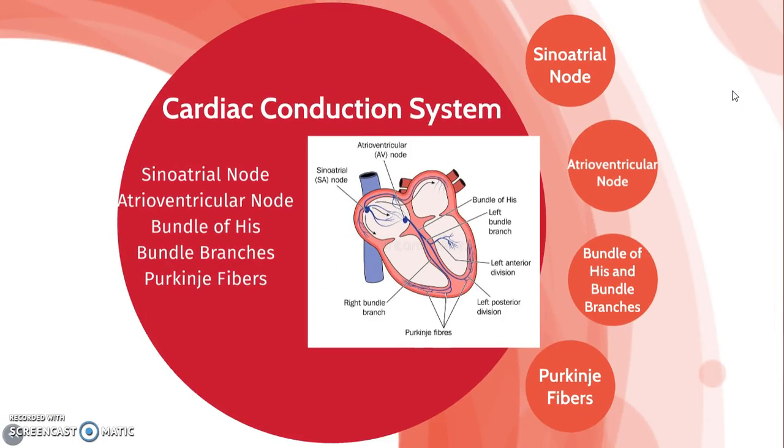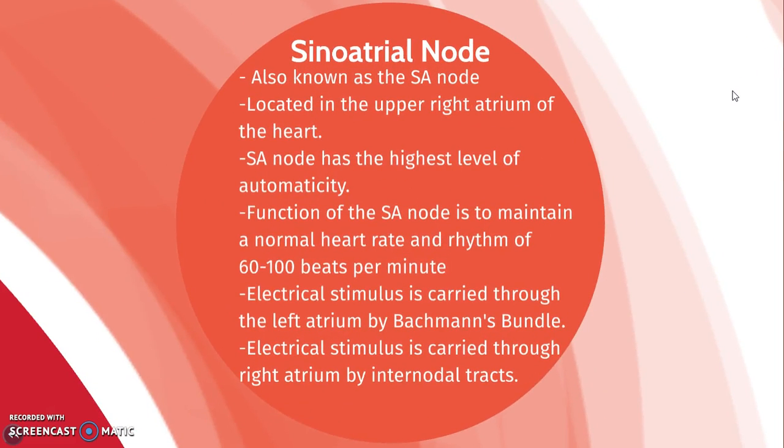First, let's discuss the sinoatrial node. The sinoatrial node is also known as the SA node. The SA node is located in the upper right atrium of the heart. The SA node has the highest level of automaticity, meaning that it fires the fastest. The function of the SA node is to maintain a normal heart rate and rhythm of 60 to 100 beats per minute.